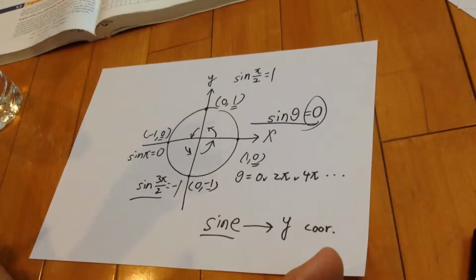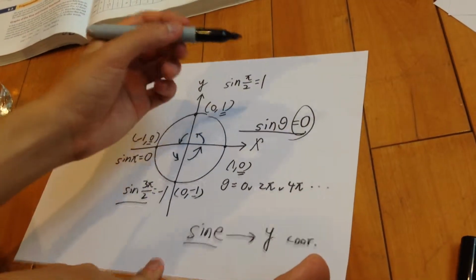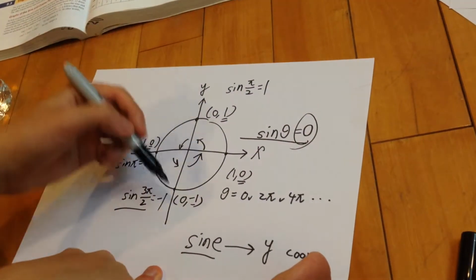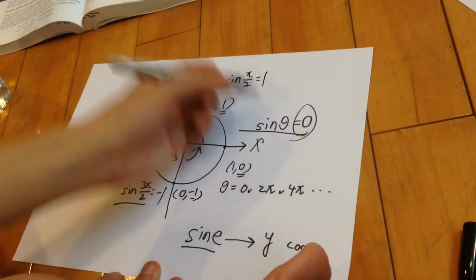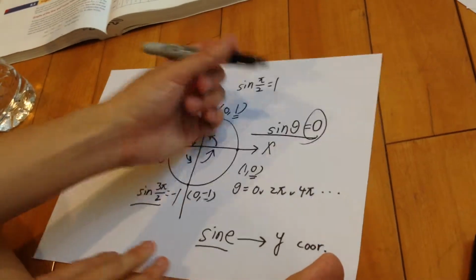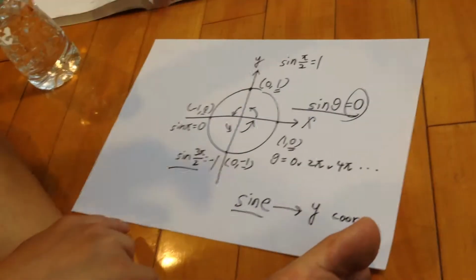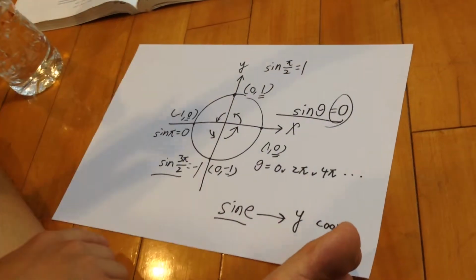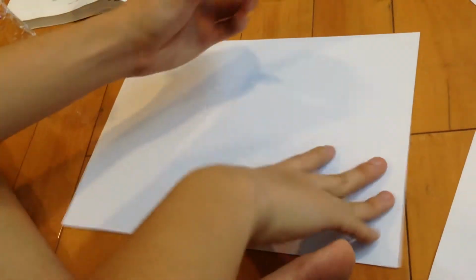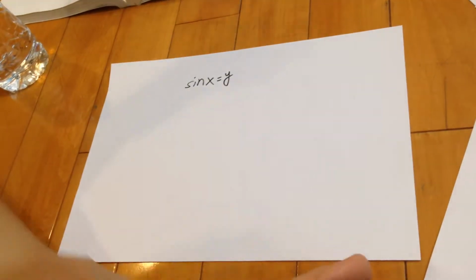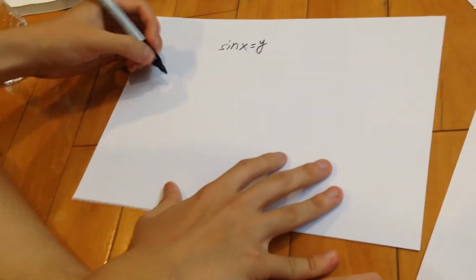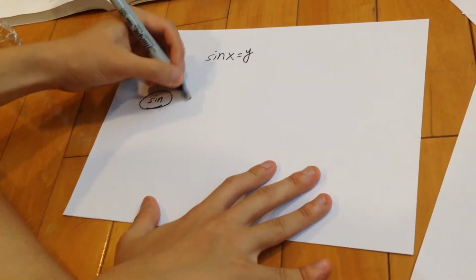As you can see, you can get a general idea. It goes from 0 to 1 to 0 to negative 1 to 0 to 1 to 0 to negative 1 to 0. So you can feel that it's kind of like going back and forth, you know? So if I apply sine x equals y, what do we have here? Sine, x and y.